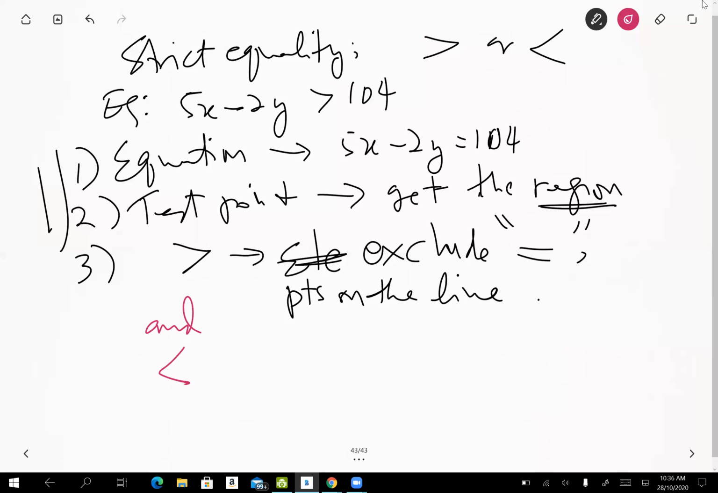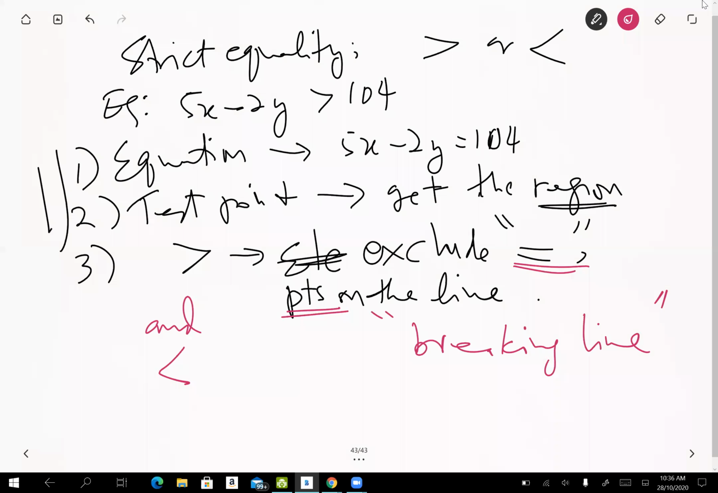If you have just less than, that means we'll exclude the equation. In other words, that would exclude the points on the line. You show it by the broken line. You break the line. All right, so that's how we do it.